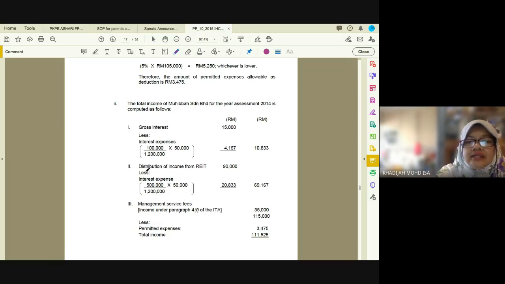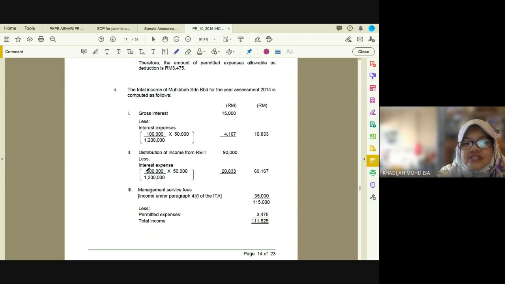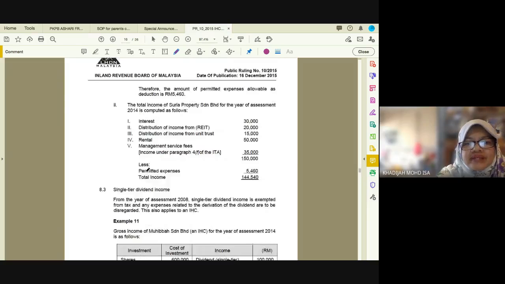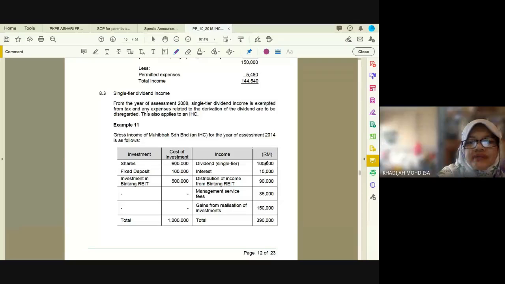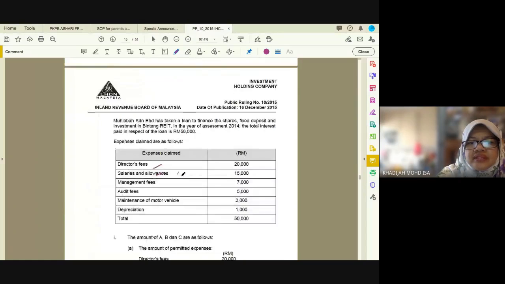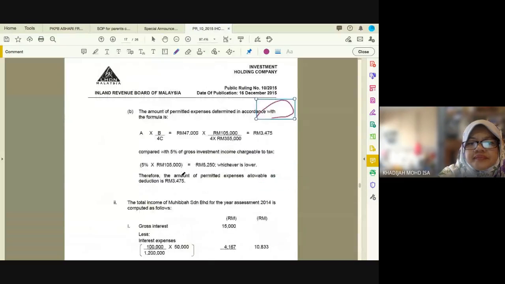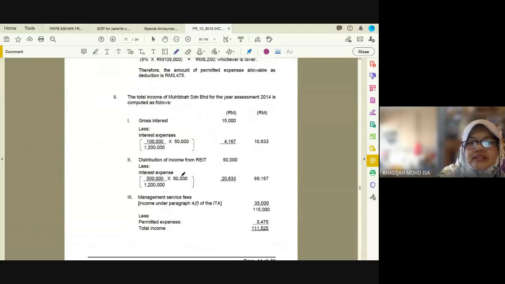All right. And then distribution from income. Why is dividend not here? Because you do have investment in shares. But why is dividend not computed? Why do you only have gross interest and your distribution of income from REITs? All right, 2,833. But what about your dividend? Where's your dividend income? It's final. So you don't have to compute. But in the exam, you can have dividend income, you just put it as final.